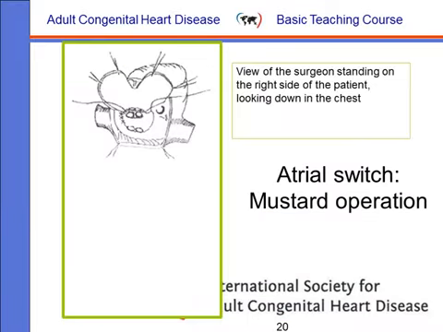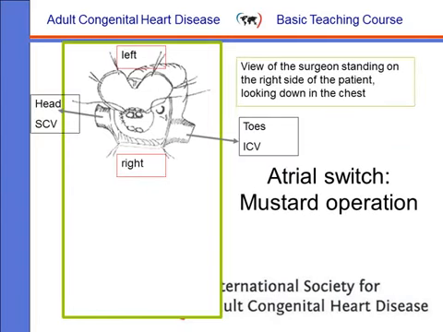When one tries to understand the created anatomy of the atrial switch, how the atrial tunnels run, it may be helpful to know how the surgeon did it. As a surgeon, you're standing on the right side of the patient. On your left hand side is the head of the patient and superior caval vein. The left side of the patient is at the other side of the table, and your right hand is the lower body, inferior caval vein and patient's legs. You're looking down into the chest.